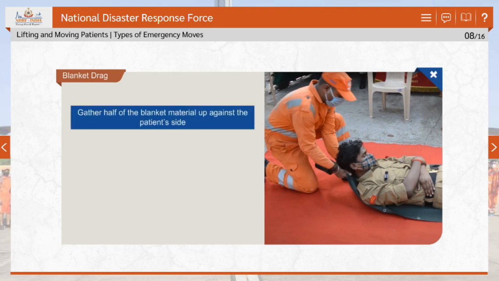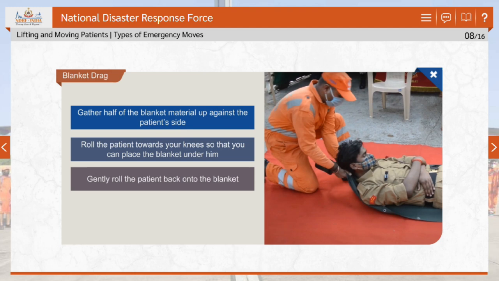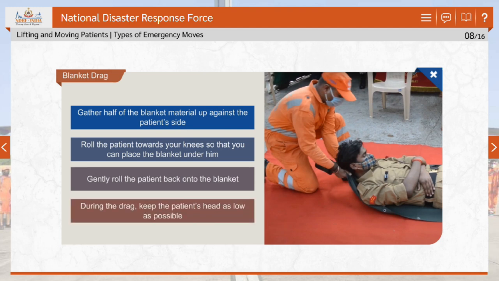Gather half of the blanket material up against the patient's side. Roll the patient toward your knees so that you can place the blanket under him. Gently roll the patient back onto the blanket. During the drag, keep the patient's head as low as possible.